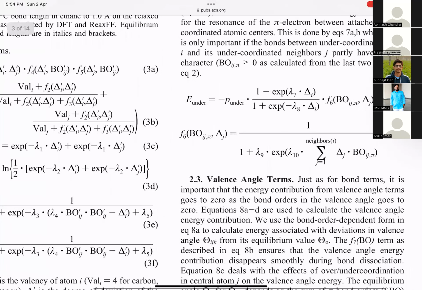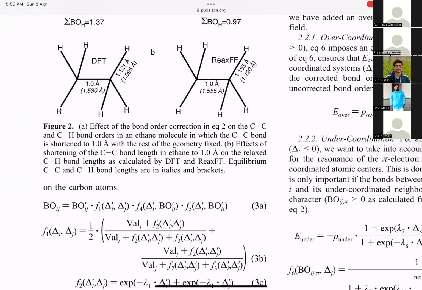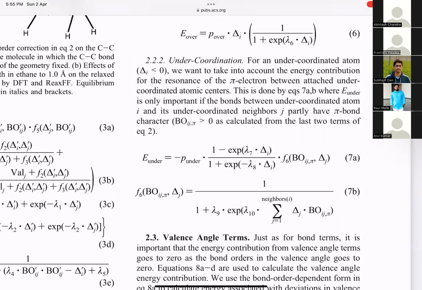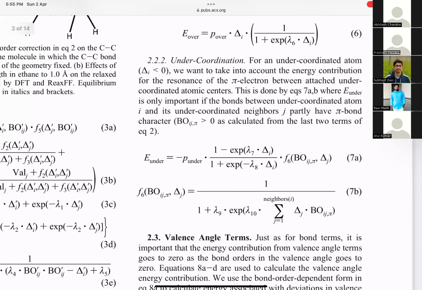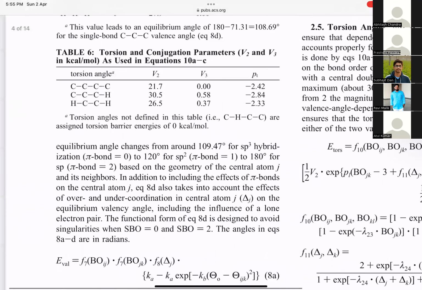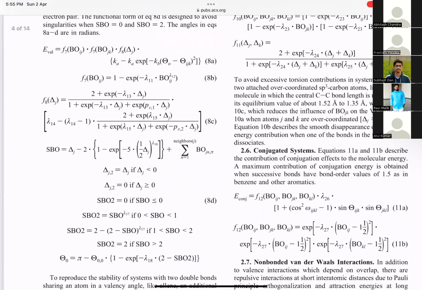And also for the same case, it can calculate the bond length very short. So in that case, we calculate the under coordination parameter, which is given by this equation, if you can see 7a and 7b. And then we have some valence angle terms also, and we have several equations for these valence angles. These all are dependent upon your bond order. First you have to correctly calculate the bond order, then all other parameters will be calculated eventually.